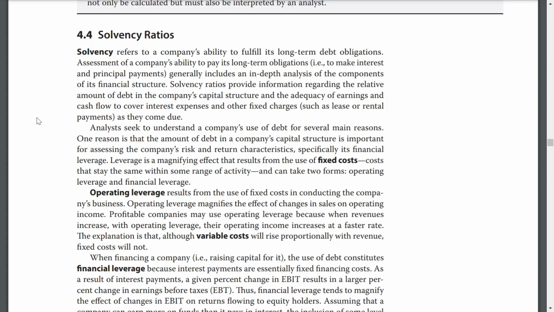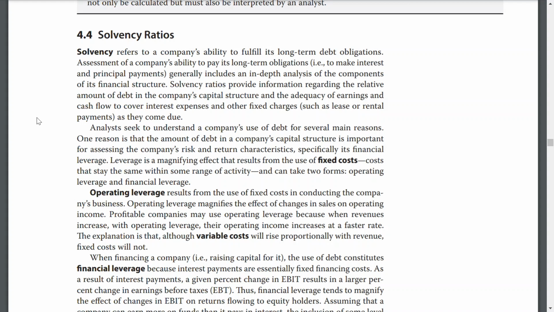Operating leverage magnifies the effect of changes in sales on operating income. Profitable companies may use operating leverage because when revenues increase with operating leverage, their operating income increases at a faster rate. The explanation is that although variable costs will rise proportionally with revenue, fixed costs will not.